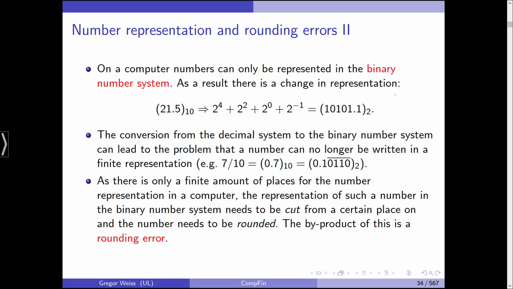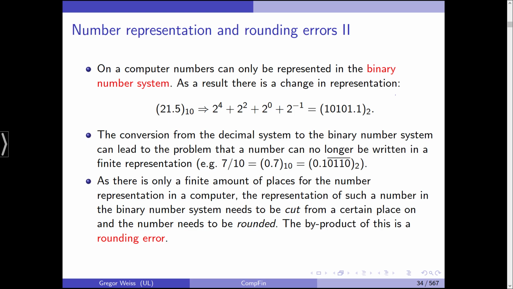Now, on a computer, in contrast, computers use the binary system, and as a result, we have to switch from the decimal system, for example, 21.5, to the binary system, which in this case would give us 2 to the power of 4 plus 2 to the power of 2 plus 2 to the power of 0 plus 2 to the power of minus 1. And thus we have 10101.1, and this would give us 21.5.